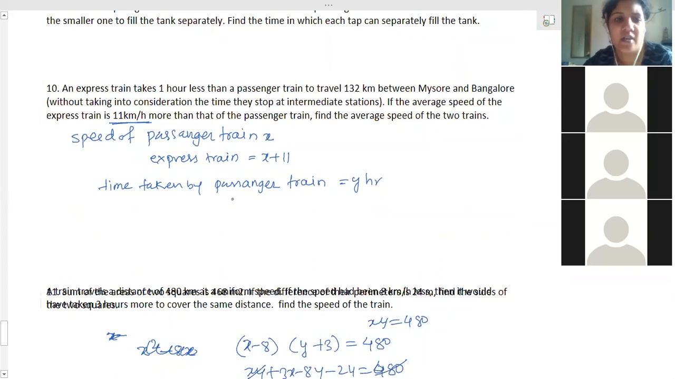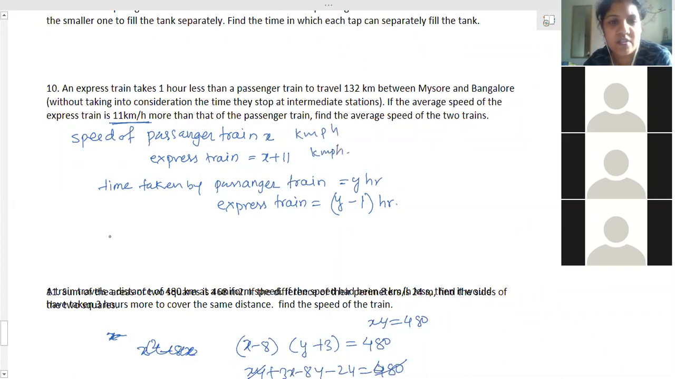Then what is the time taken by the express train? They have already given the relation. The express train takes 1 hour less than the passenger train. The passenger train takes y hours, so the express train will take y minus 1 hour. Is it clear? Now use the relation for distance covered.